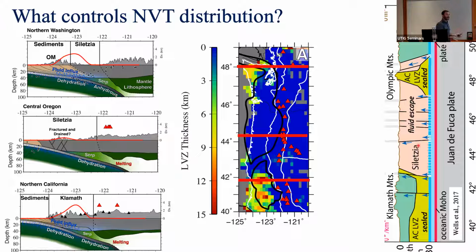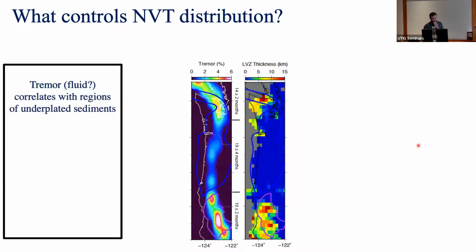This doesn't explain why things deeper in the subduction zone should also correlate with what we're seeing in the plate interface to surface properties. Okay, so it seems like this non-volcanic tremor correlates really well with these regions where we have thick packages of underplated sediments beneath the Cascadia margin.